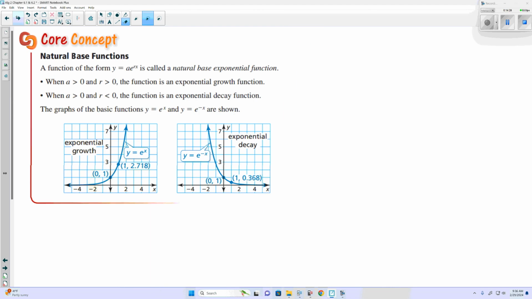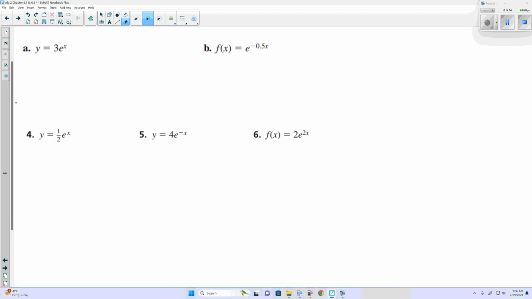If e is the base, the exponent is what we look at for growth and decay. With base e, if the exponent's positive, it's growth. If the base is e and the exponent is negative, it's decay. That's it. Positive is growth, negative is decay. So if we look at this here, 3e to the x is growth, because the exponent is positive, yes?